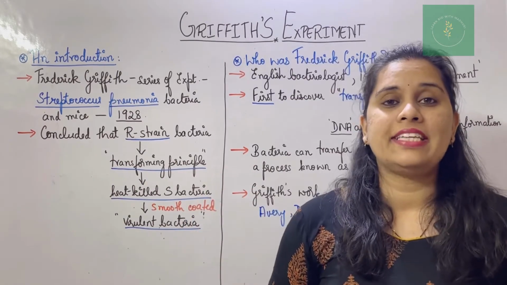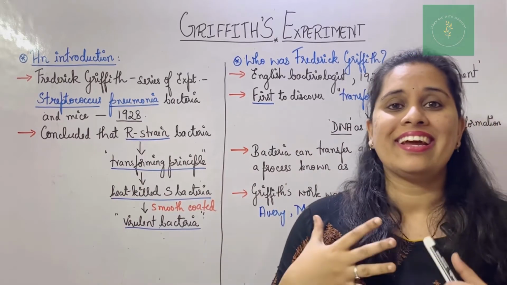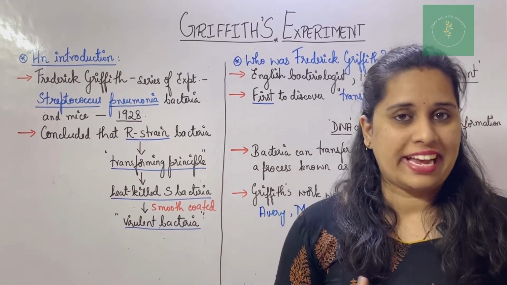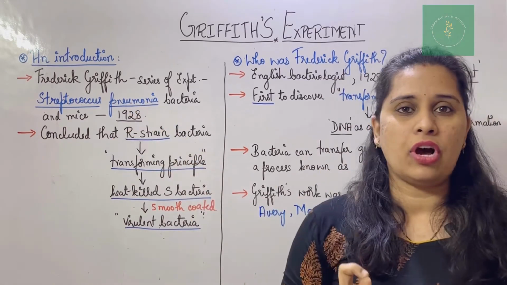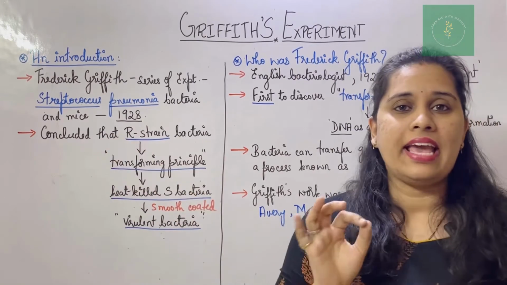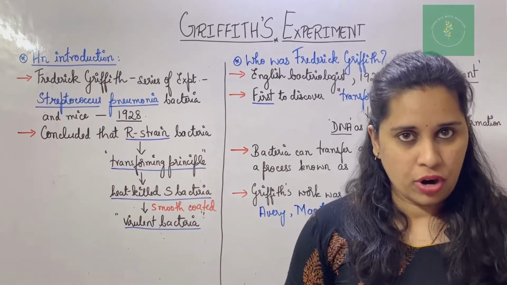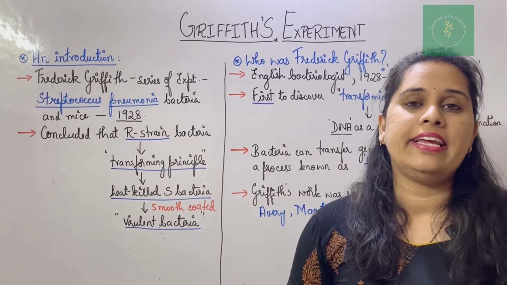So let us start the session with an introduction. Fredrick Griffith conducted a series of experiments in which he had taken Streptococcus pneumonia, which is a bacteria, and the animal mice as a model, and this experiment was conducted in the year 1928.